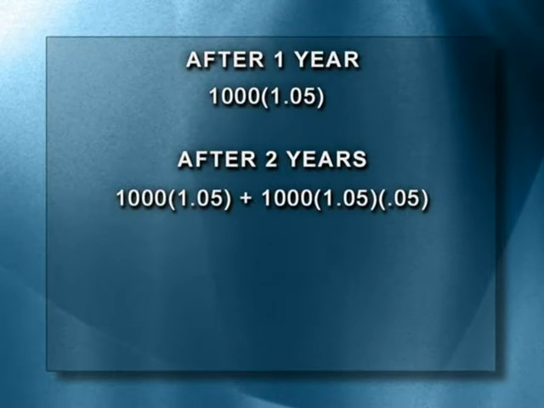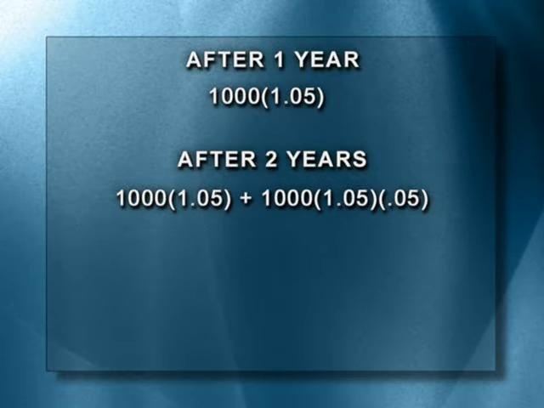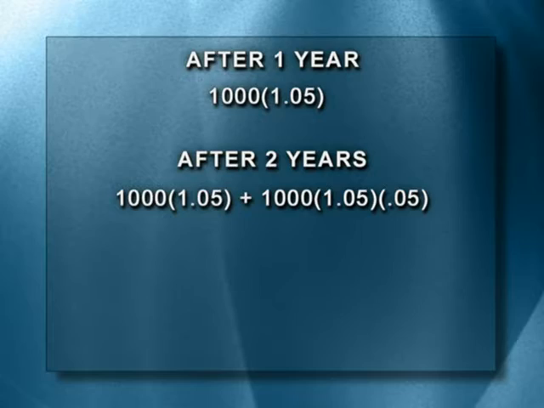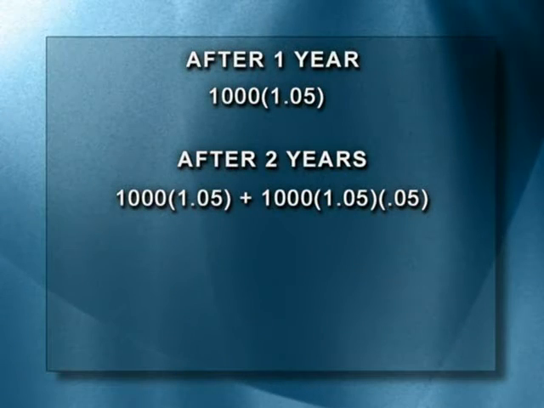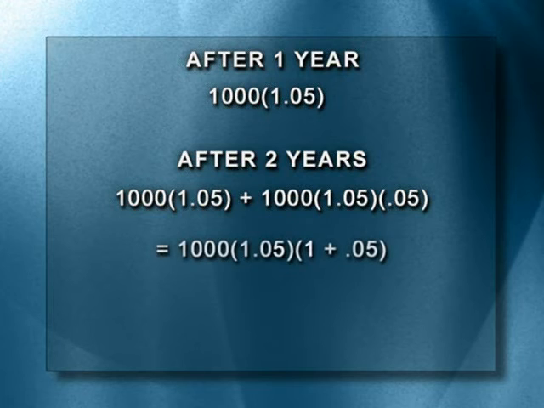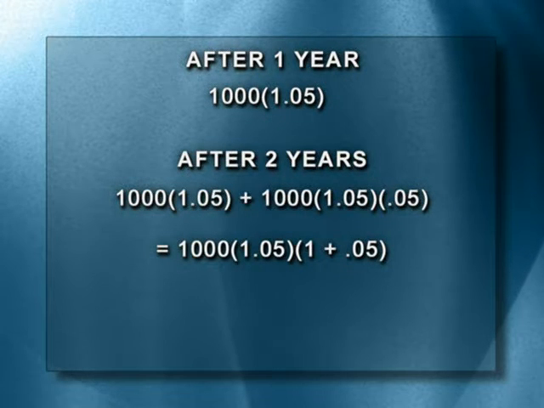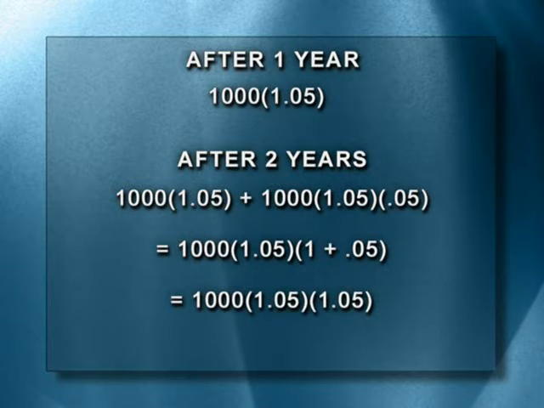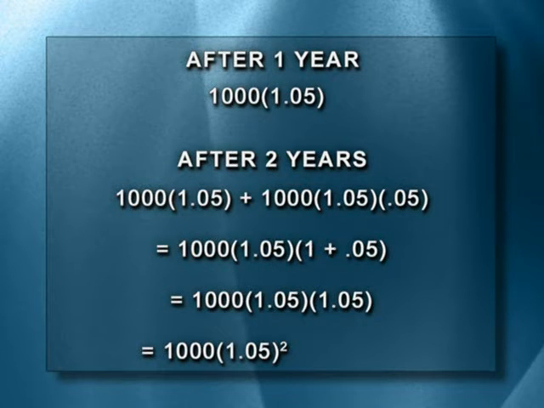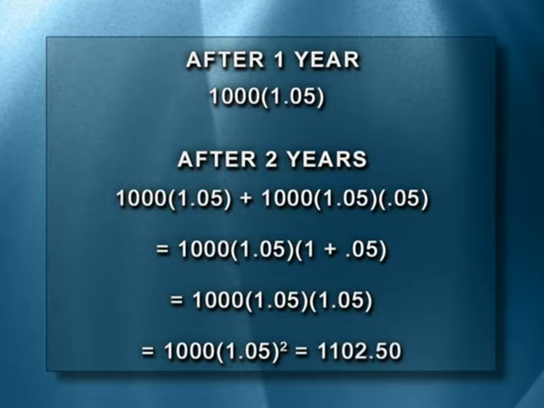So after 2 years, I have the initial amount, 1,000 times 1.05, plus 5% of that amount. So it's 1,000 times 1.05 times 0.05. Now factor again. It's kind of a complicated factorization. Pull out the 1,000, pull out the 1.05, and you're left with 1 plus 0.05. Kind of neat, isn't it? You're left with 1,000 times 1.05 times 1.05, or 1.05 squared. And if you punch that on your calculator, you'll see that you now have $1,102.50. So that second year, you made a bit more than $50, didn't you? That's the power of compound interest.